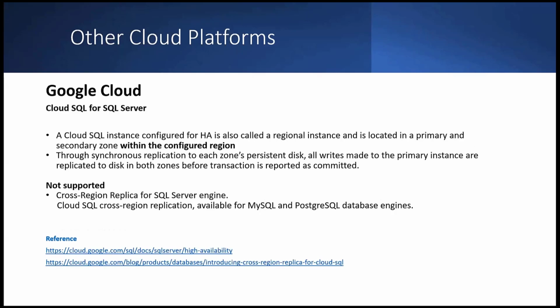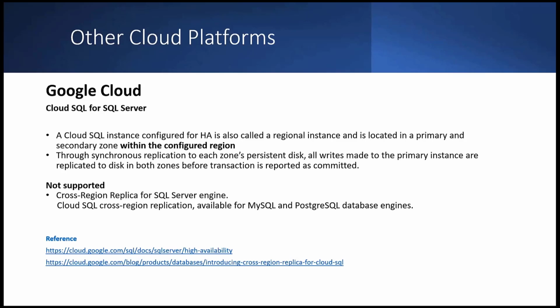And then how does Google Cloud manage this? Google Cloud has something called Cloud SQL for SQL Server. Basically, that's their managed service of SQL Server in the cloud. A Cloud SQL instance can be configured as high availability. It's also called a regional instance, and it's located in a primary and a secondary zone in the same region. They are in different zones, but in the same region, right?